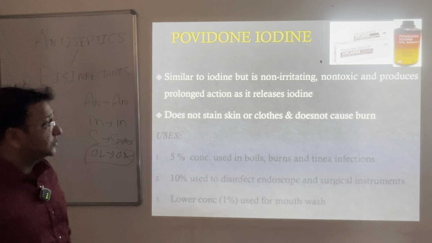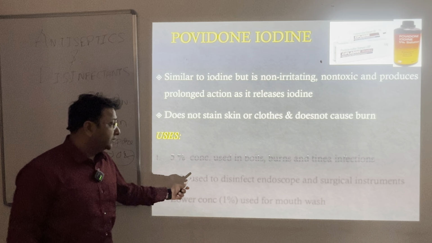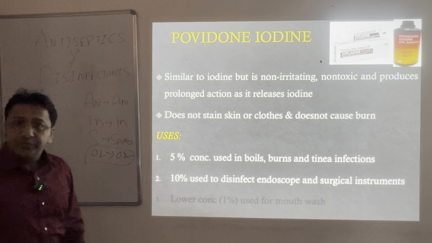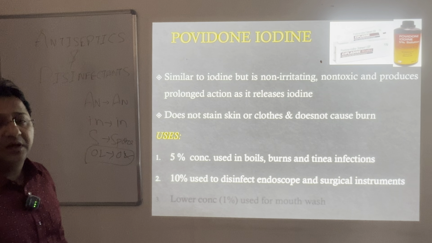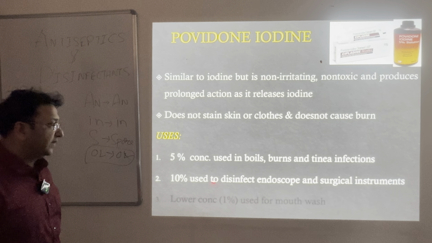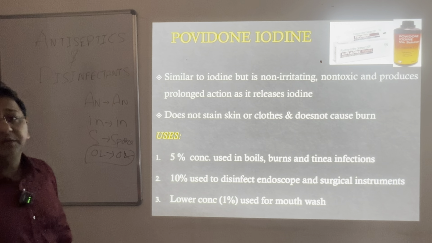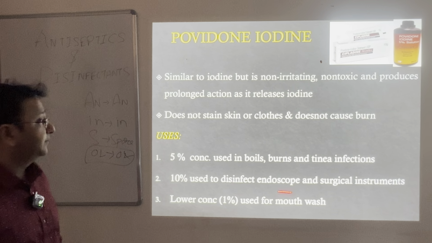Where is povidone iodine used? It is used in boils, burns and tinea infection, and to disinfect the endoscope. So for our instruments also, to disinfect them, we use the povidone iodine, and a lower concentration can be used for the mouthwash, but only in the lower concentration. Okay.